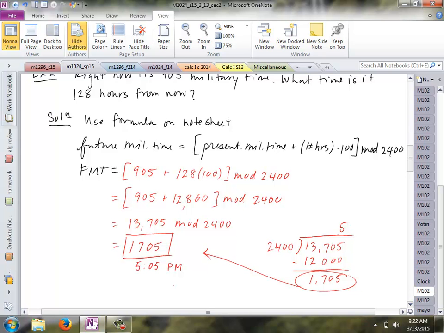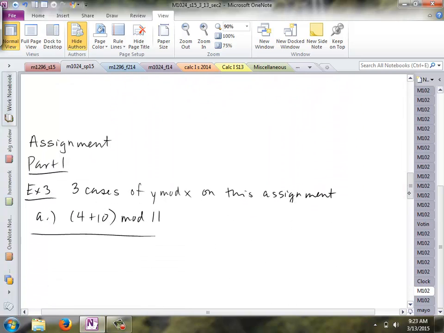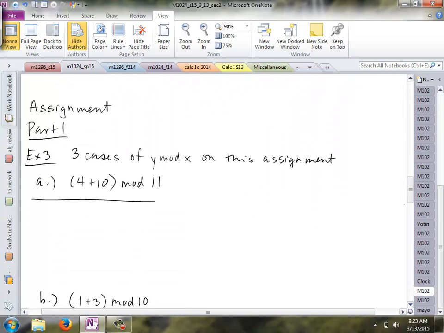So you have a formula, and you can just use that if you prefer, which I would suggest. You could be creative and come up with your own formula, but you have this one at your disposal. Let's backtrack and look at the assignment. On the first page, you have a bunch of modular arithmetic problems to do. And so this is going to help you with that.